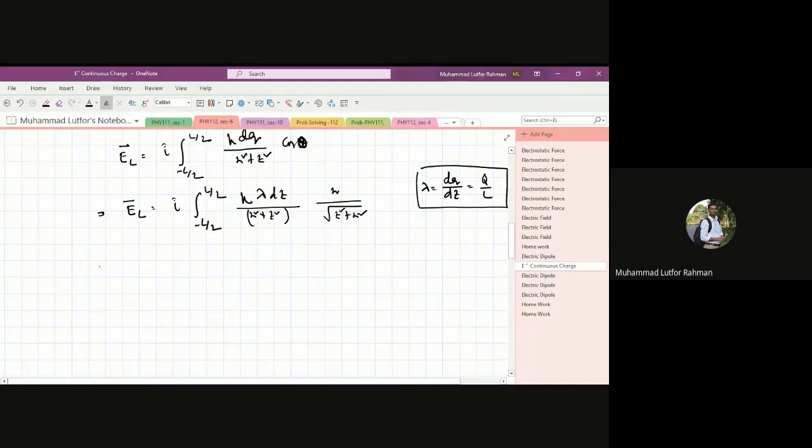Now you can jump over here, basically this E_L, the electric field for the line charge, I hat, integral from minus L by 2 to L by 2, that part is basically the mathematics. So k lambda into dz divided by x square plus z square to the power 3 by 2. Now this lambda k is constant, right?